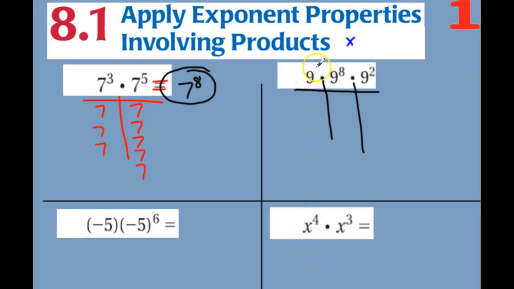This is really an exponent of 1. So this is 9 one time. This is 9 8 times, 9 times 9 times 9 times 9, 8 times. And this is 9 2 times. So total, how many 9s do we have? We have 9 times 9 times 9, 1, 2, 3, 4, 5, 6, 7, 8, 9, 10, 11 times. So 9 to the exponent, or to the power of 11.